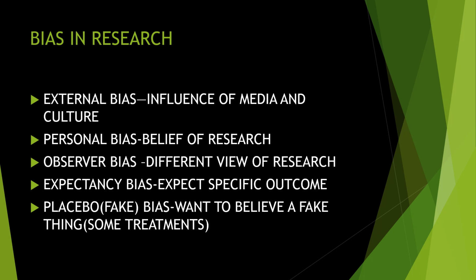Next is observer bias. Observer bias means different views of the researchers. That is, when you do a research, there are a lot of variables. You will find a lot of people to do the research. So each one has their own biases. Okay. So sometimes they may come as a problem to your research work. It is a kind of bias.